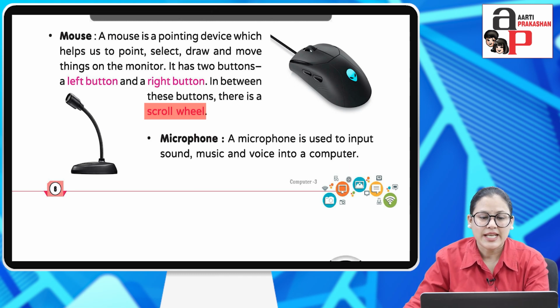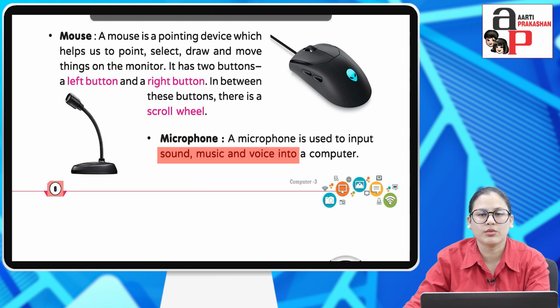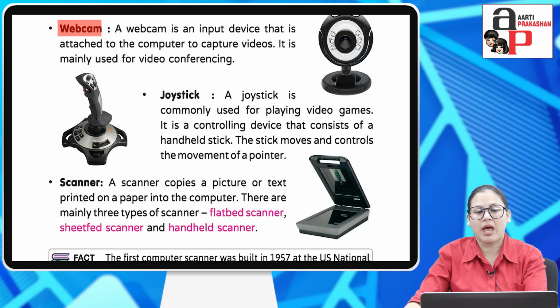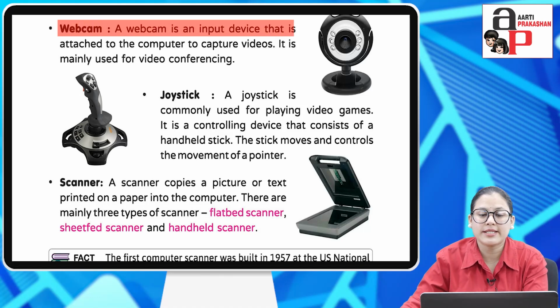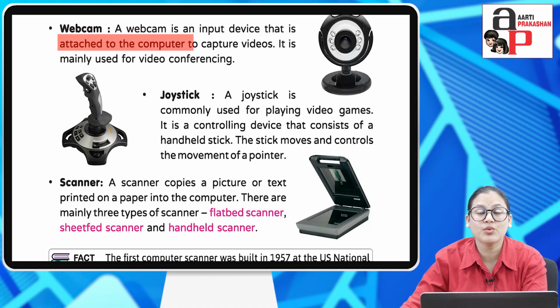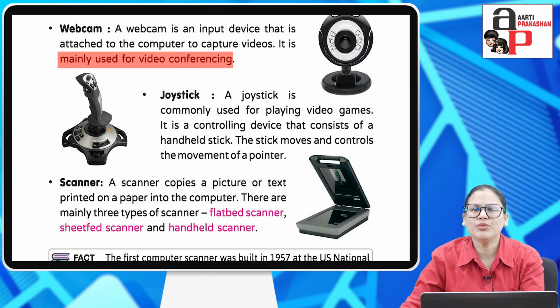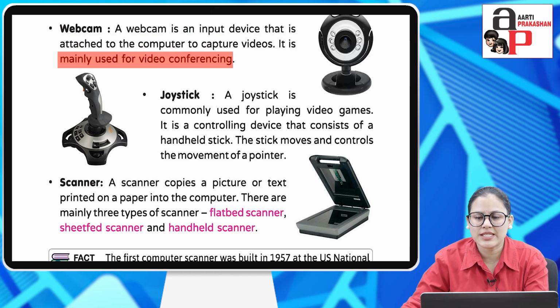Okay, next is microphone. A microphone is used to input sound, music, and voice into a computer. Okay, see, this is the microphone. Next is webcam. A webcam is an input device that is attached to the computer to capture videos. It is mainly used for video conferencing. I'm sure all of you have seen this webcam. We use this webcam generally for video conferencing, right?